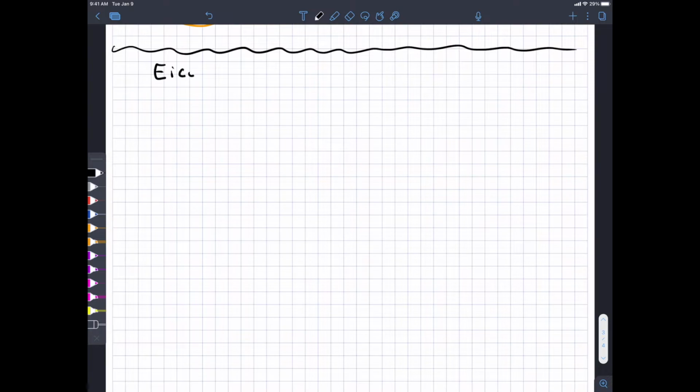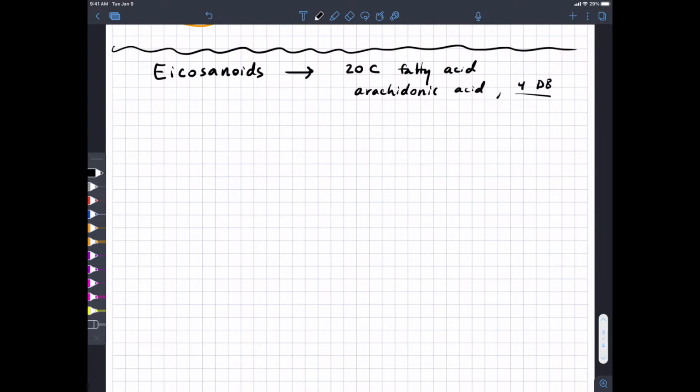Icosa is the Greek prefix for 20. So icosanoids come from a 20-carbon fatty acid. That 20-carbon fatty acid is called arachidonic acid. It has 20 carbons and 4 double bonds, though I'm not going to draw the structure for you. Memorizing it is not important.